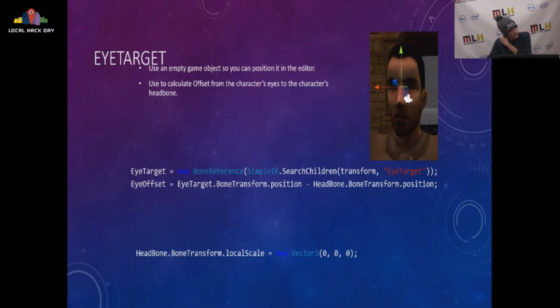Then we're going to place an extra node in the world on our character, which I call the eye target. The eye target is a game node that you put in the center of your actual 3D character's eyes in the world.